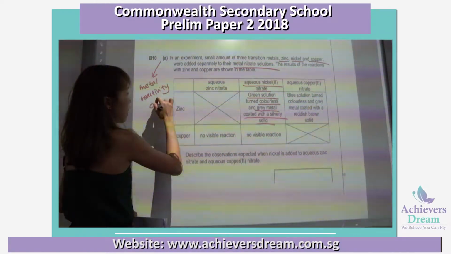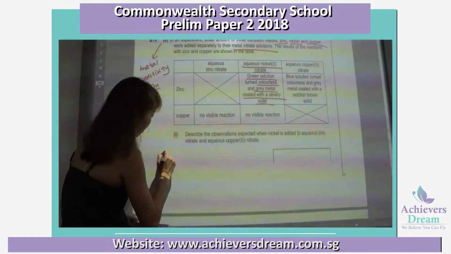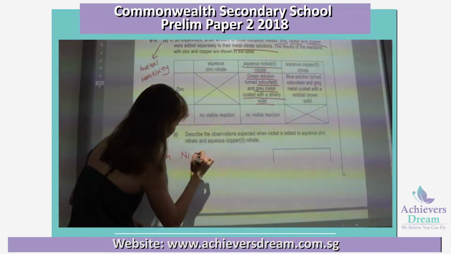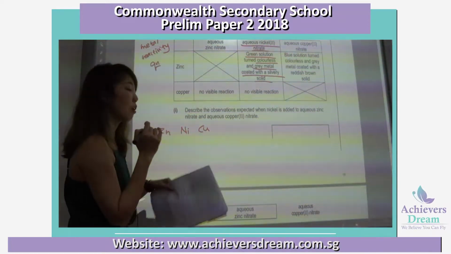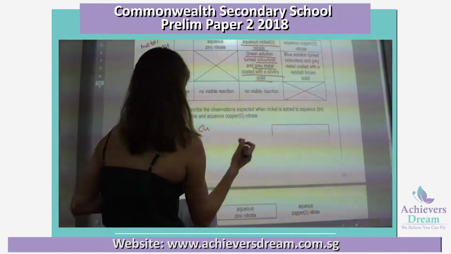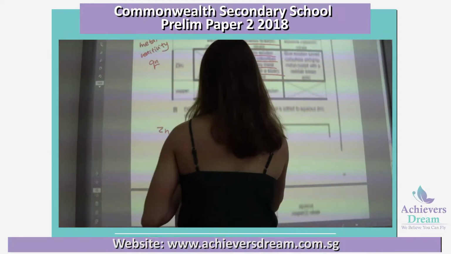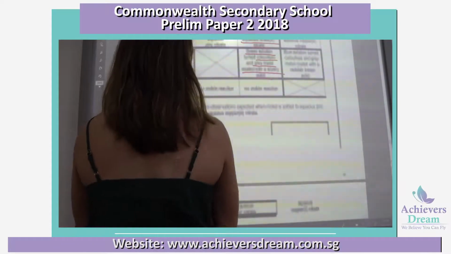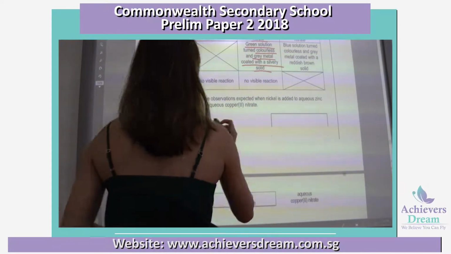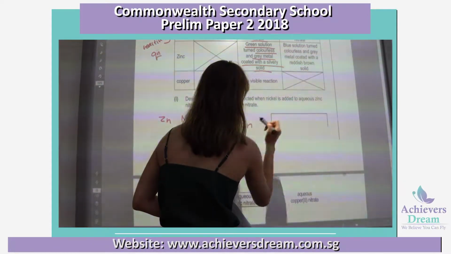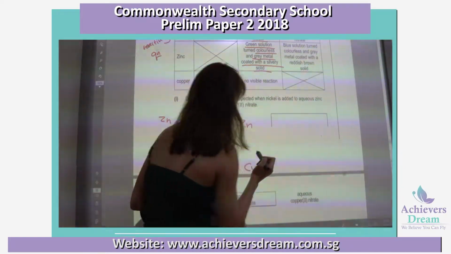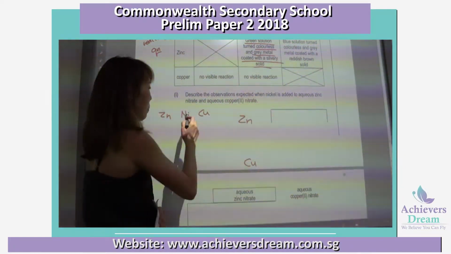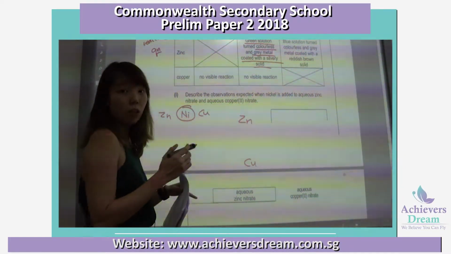So what do I mean by this? Let's look at zinc, nickel, and copper. Let's arrange them in terms of their reactivities. So we know that zinc is definitely more reactive than copper, correct? This is from your reactivity series, but I don't know how reactive nickel is.